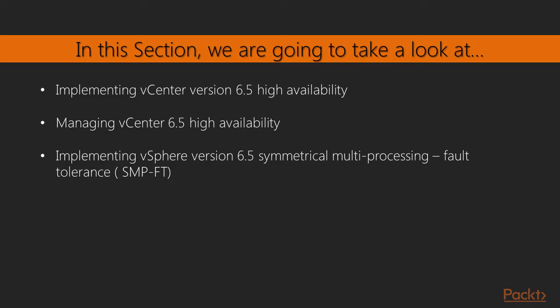We will also look at implementing the vSphere version 6.5 symmetrical multiprocessing fault tolerance that allows fault tolerance for virtual machines that have more than one virtual CPU. We will demonstrate that using a Windows Server 2012 R2 server.